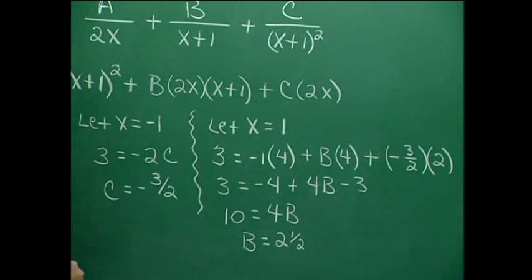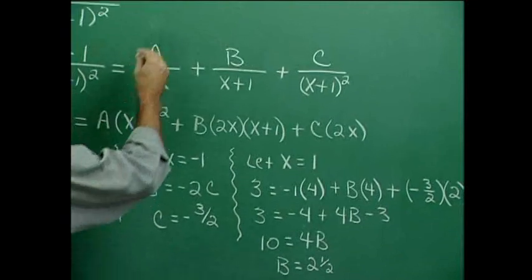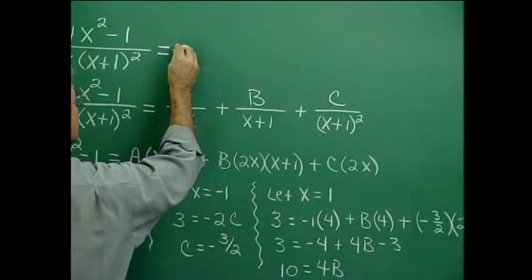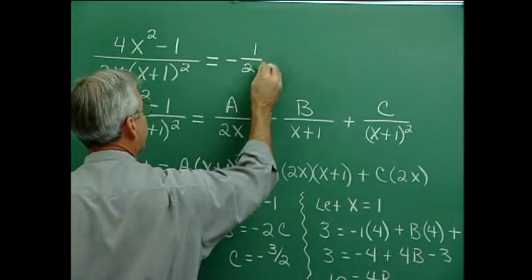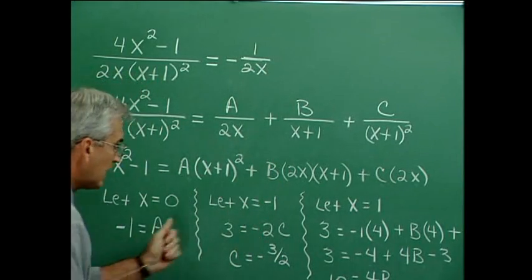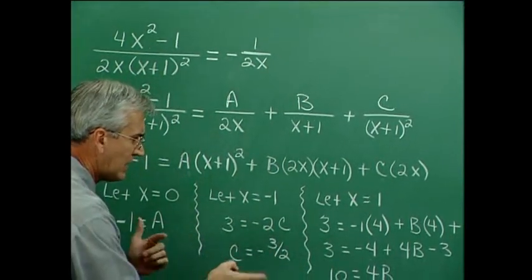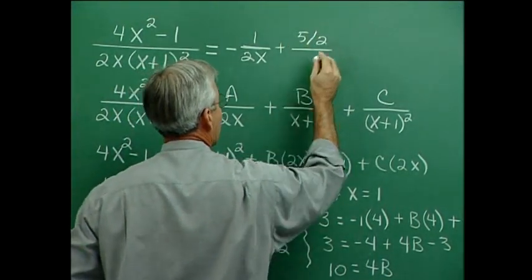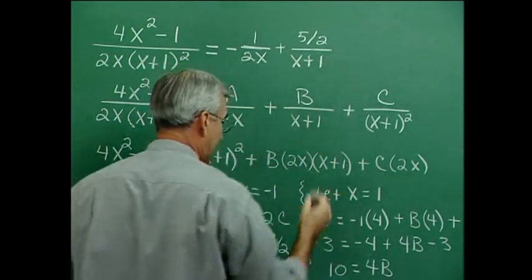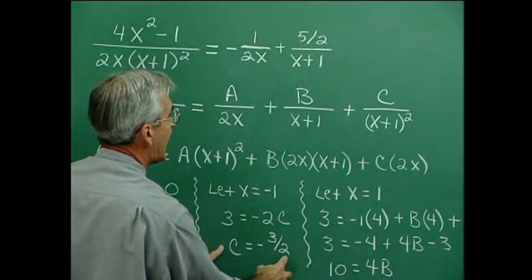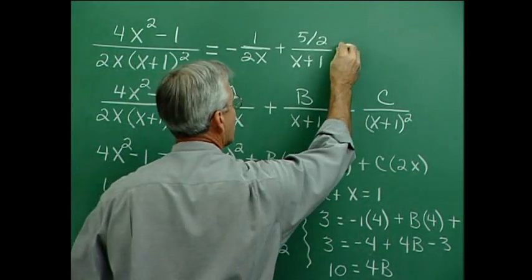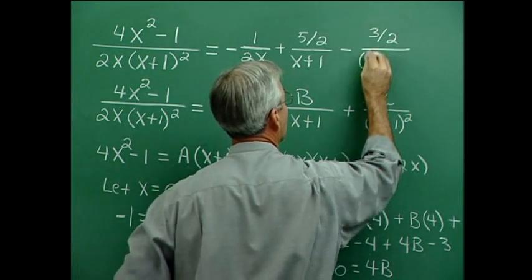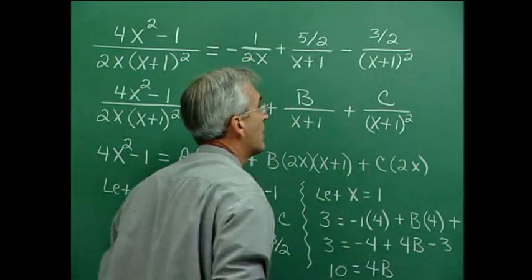And now we write our various fractions. We would probably set them up like this. For a over 2x, if a is negative 1, we would write this as negative 1 over 2x. And then b is 2.5, which we would probably think of as 5 halves, so we would write this as 5 halves over x plus 1. And then the c value is negative 3 halves. So instead of putting plus here, I'll put minus, and then 3 halves over the x plus 1 squared.